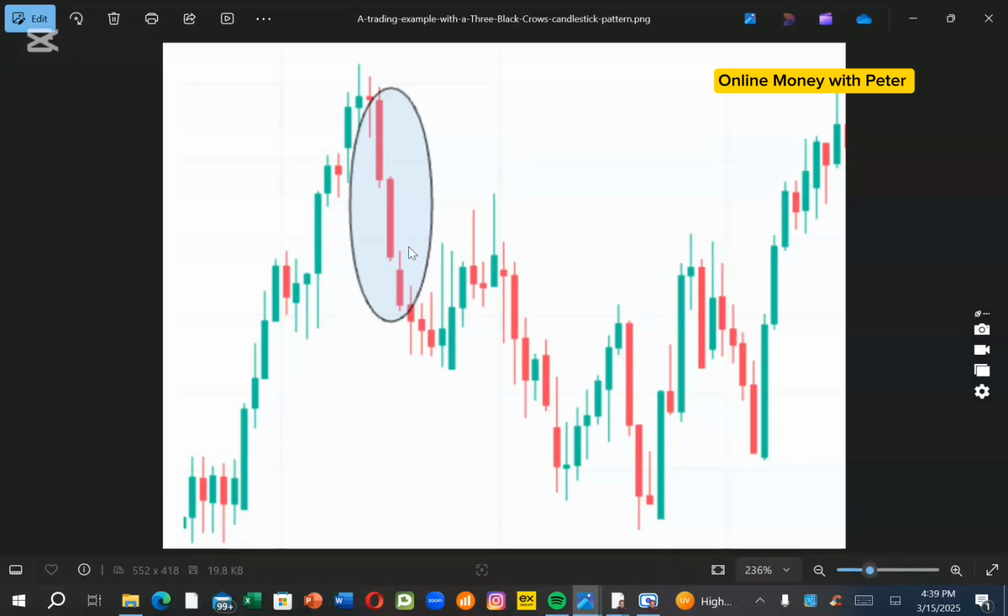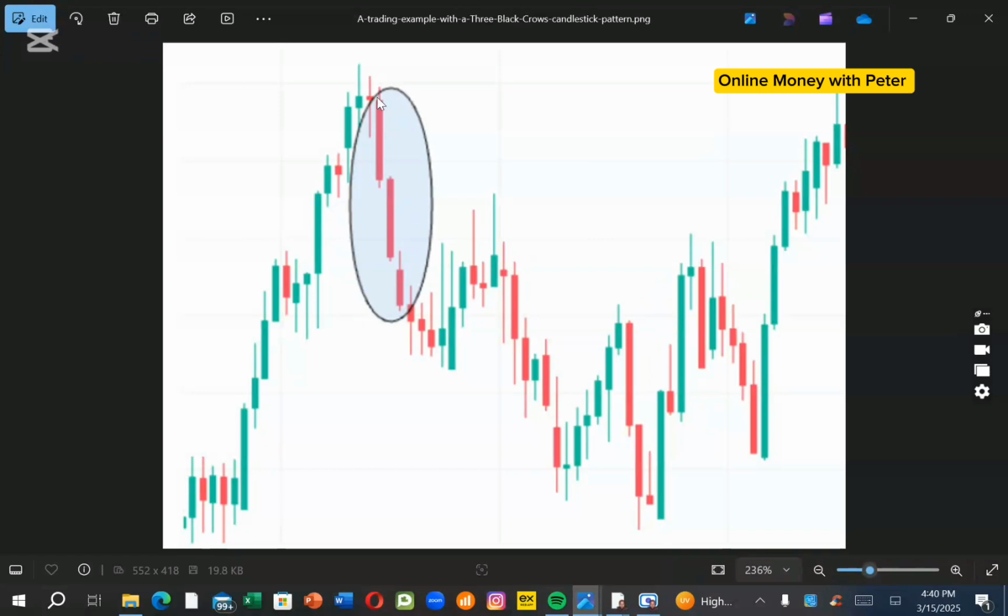Now, how do you trade these three black crows? How do you trade it? Ideally, when these three black crows appear on a resistance, the resistance should be a strong resistance. Not all resistance is reliable, so it must be a strong resistance. How do you know a strong resistance? When you go back a few hours ago or a few days ago and see that the candlestick had been reversing at this price previously, maybe two or three times, then you can see that as a strong resistance.